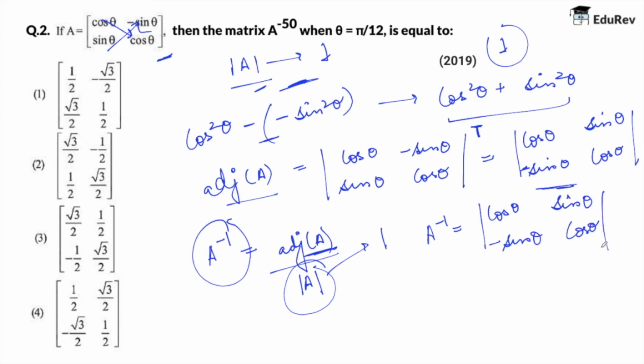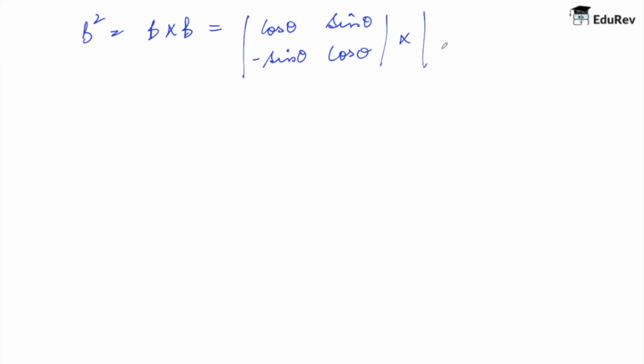Simple. Now let's suppose that A inverse is nothing but B. I have done nothing but just changed the name of the matrix and I've just called it B. Now we need to find out what is B square. Now again we know that B square is nothing but B cross B. So if I need to find that, I simply have to write cos theta, minus sine theta, cos theta, and I have to repeat it again, right? Because we are multiplying B with B. So cos theta, sine theta, minus sine theta, cos theta.